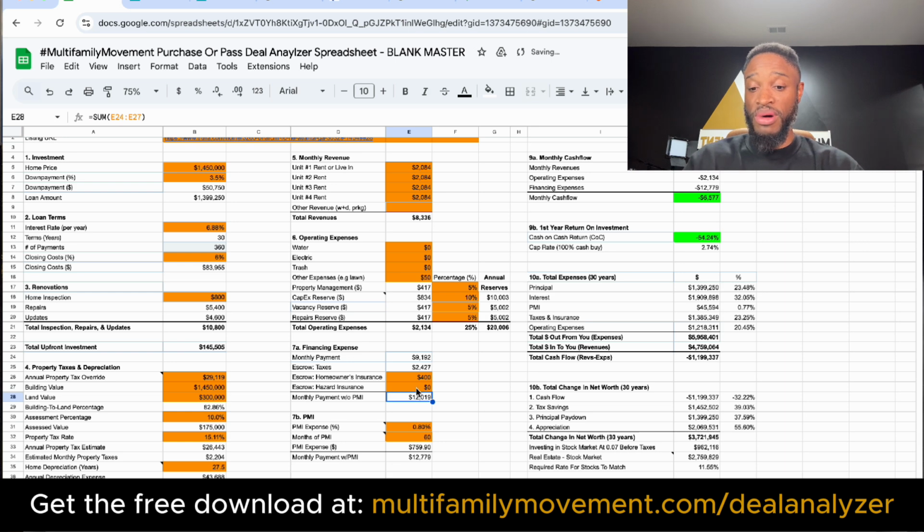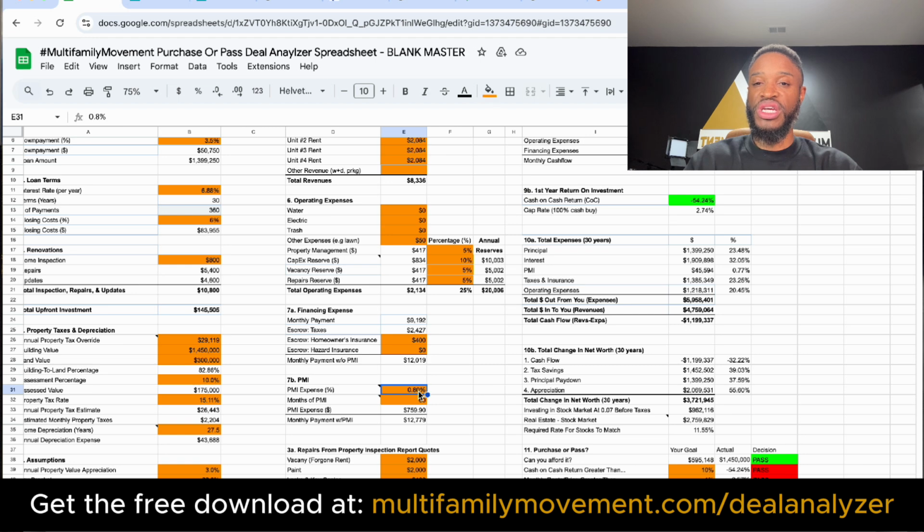So your monthly payment without private mortgage insurance, which is going to be required until you have 80% loan to value, is already $12,000, right? And you're only getting $8,336 a month, right? Then we have private mortgage insurance, and this percentage is going to vary based on your lender.